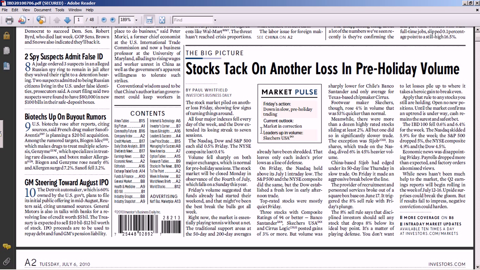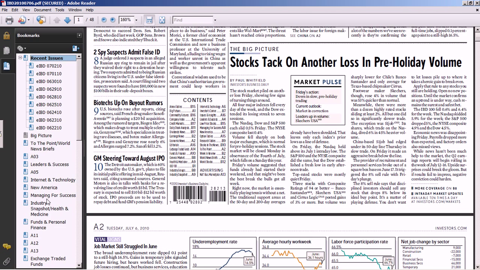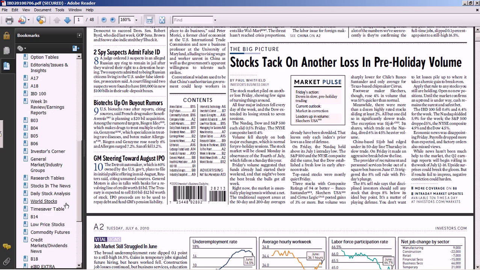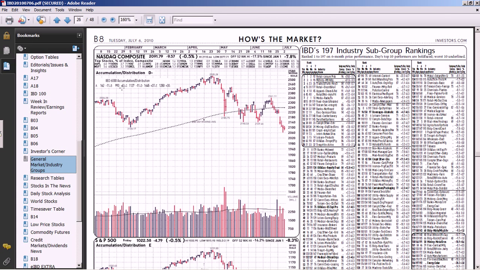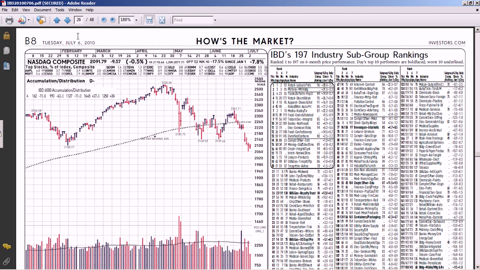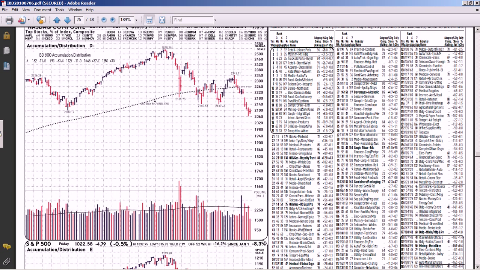Once I've read that article, then what I like to do is to look at the How's the Market section. And you can find this on the General Market Industry Groups. In today's paper, it's actually on page B8, but most of the time it's on page B2, which is the second section of the paper. And you can look at each index, and you can see the same thing we saw on the charts earlier. Like in this particular case, the market was down on the NASDAQ on lower volume.